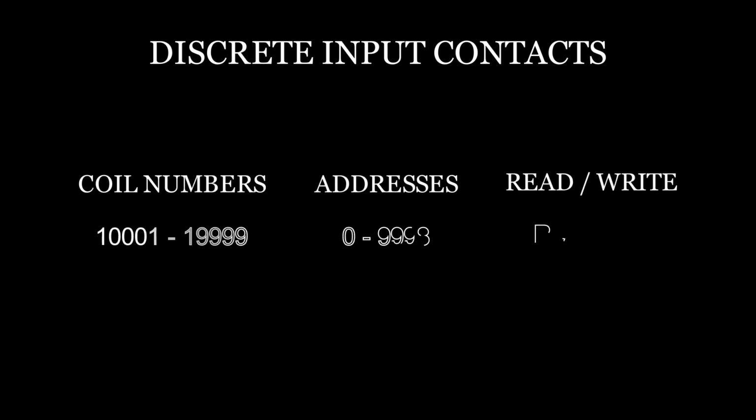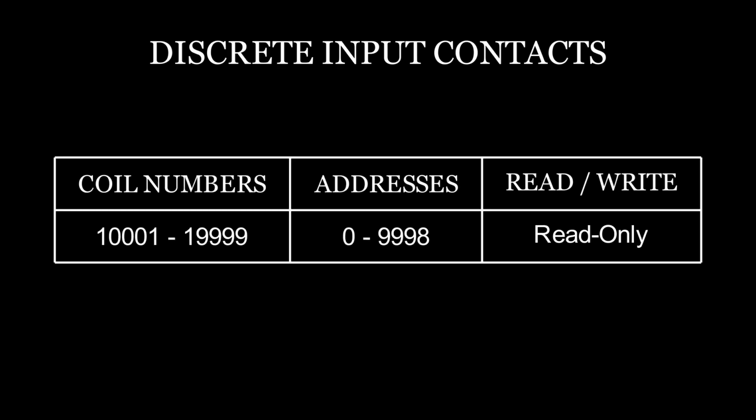In Modbus RTU, discrete input contacts have a number and an address in the memory. The discrete input contacts are placed in memory with an offset of 10,000, which means it starts at number 10,001. These numbers also have corresponding addresses, so the discrete input contact numbered 10,001 has the address 0.